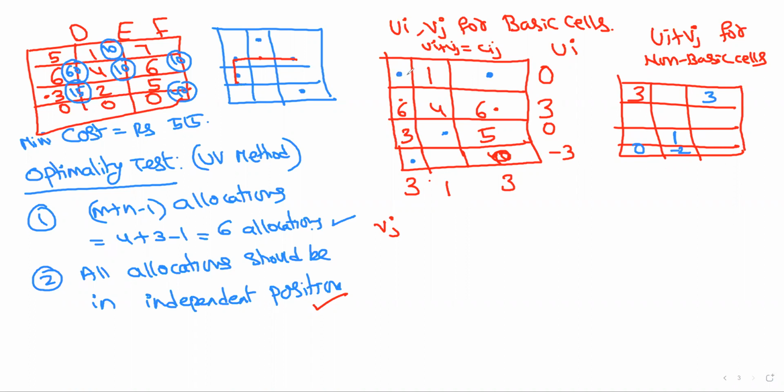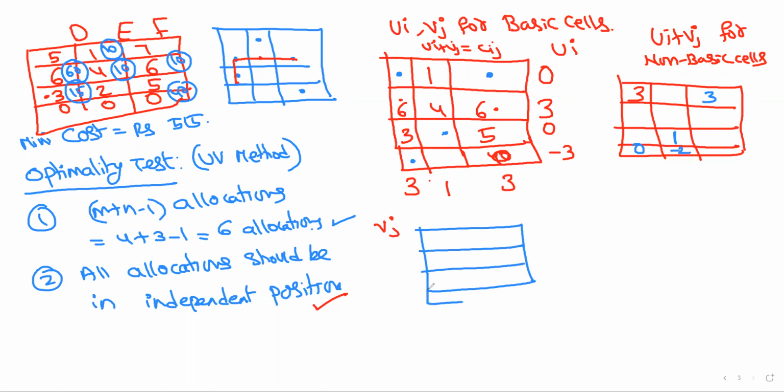Here, see, this is the non-basic cell. Corresponding row 0 is there, corresponding column 3 has 0 plus 3, 3. Just I wrote Ui plus Vj for non-basic cells. Now I'm going to find one more thing I have to write here. For non-basic cells, I'll write the Cij's in the table.